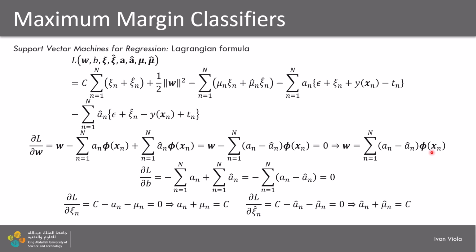And now, if we are performing the partial derivative of the Lagrangian formula with respect to b, we end up in the formula where we have the sum of a_n minus the sum of a_n plus the sum of a hat n is equal to 0. So this is minus a_n minus a hat n equal to 0. We can also get rid of this minus here, so it will be the sum of this term. It should be equal to 0, and we can see how we can get that here.